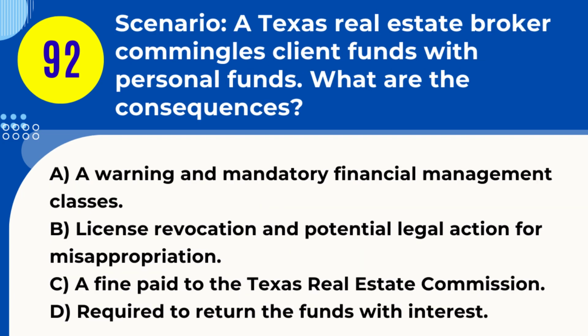Question 92. Scenario: A Texas real estate broker commingles client funds with personal funds. What are the consequences? A. A warning and mandatory financial management classes. B. License revocation and potential legal action for misappropriation. C. A fine paid to the Texas Real Estate Commission. D. Required to return the funds with interest.